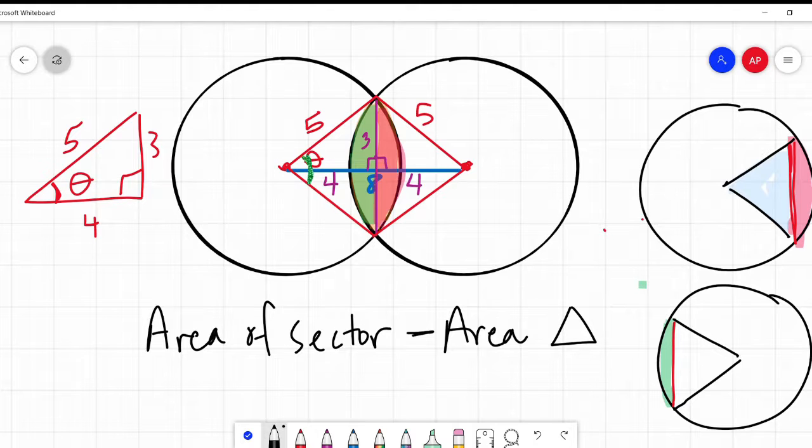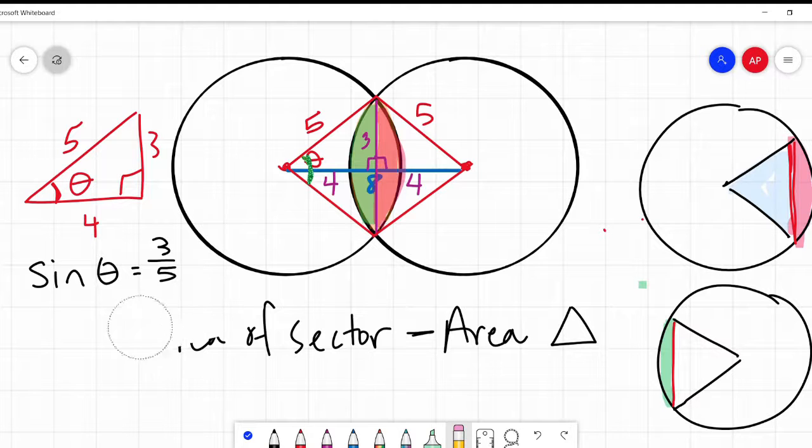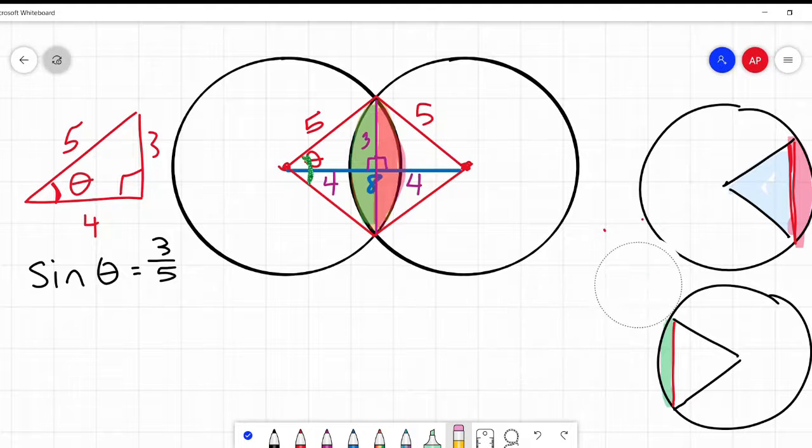I'm just going to use sine. So I know that the sine of theta is equal to opposite over hypotenuse, or 3 over 5. Now I'm going to erase this little thing here, area of sector minus area of triangle, but don't forget about that. All right, so sine of theta equals 3 over 5.